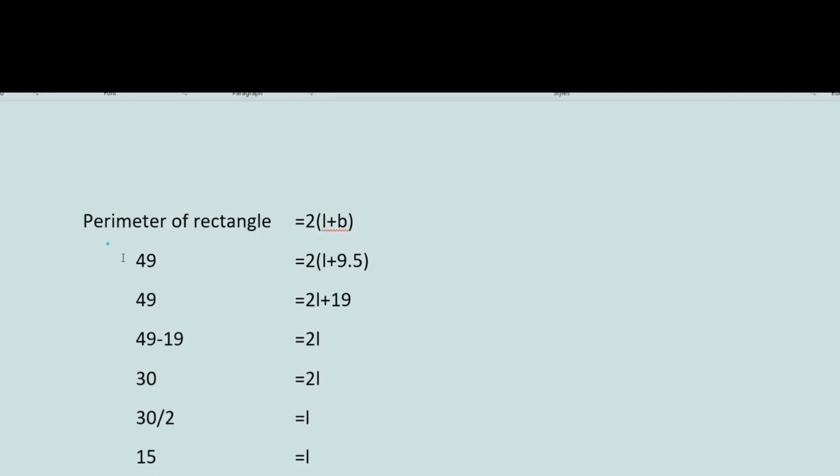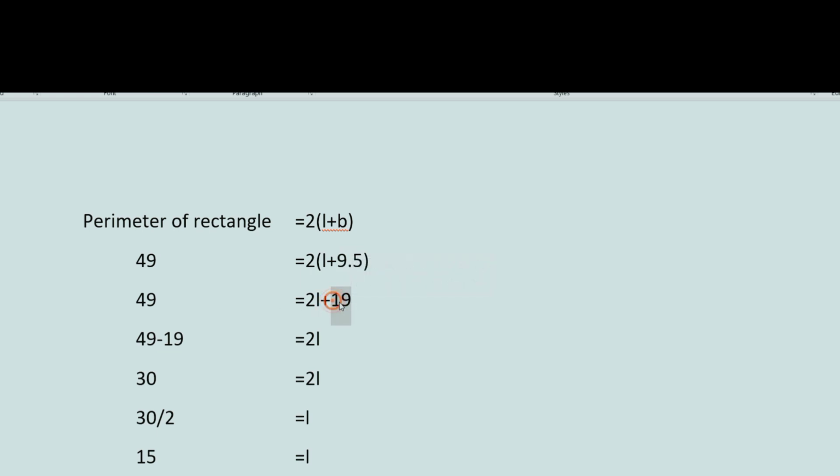Next sum, perimeter of rectangle is given to you, 49. Breadth is given to you, 9.5. L is not given, L you have to take out. So we are using the perimeter of rectangle formula, 2 into (L plus B). 2 into L is 2L, and 2 into 9.5, if you do it, is coming 19.